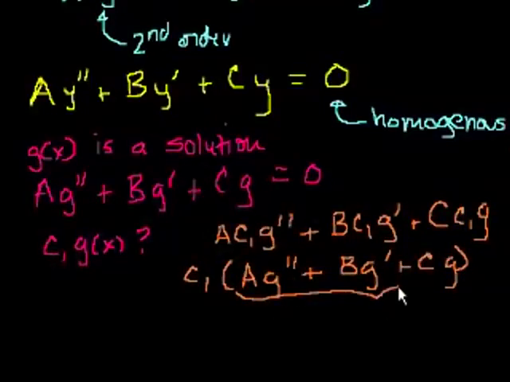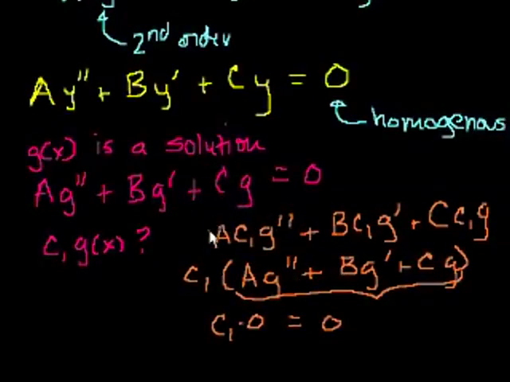So this is going to be equal to 0, right? Because g is a solution. So if this is 0, c1 times 0 is going to be equal to 0. So this expression up here is also equal to 0. Or another way to view it is that if g is a solution to this second order linear homogeneous differential equation, then some constant times g is also a solution. So this is also a solution to the differential equation.